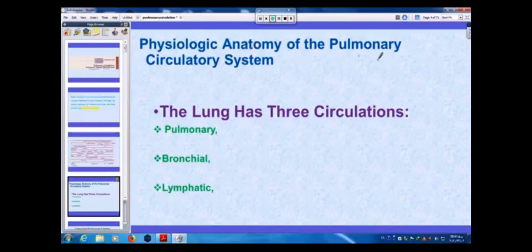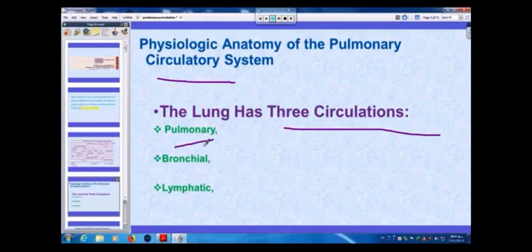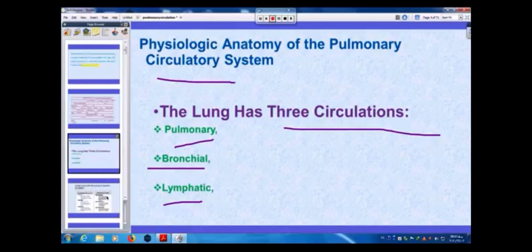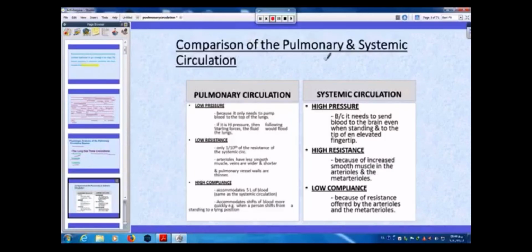The physiological anatomy of the pulmonary circulation system is very important. The lung has in total three circulations: pulmonary, bronchial, and lymphatic. In comparing the pulmonary and systemic circulation, we mentioned we have two circulations: pulmonary circulation and systemic circulation. Pulmonary circulation has a low pressure, because it only needs to pump blood to the top of the lungs, and if it were high pressure, then following Starling's force, the fluid would flood the lungs. This circulation also has a low resistance, only 1/10 of the resistance of the systemic circulation. The resistance is very low in the pulmonary circulation.